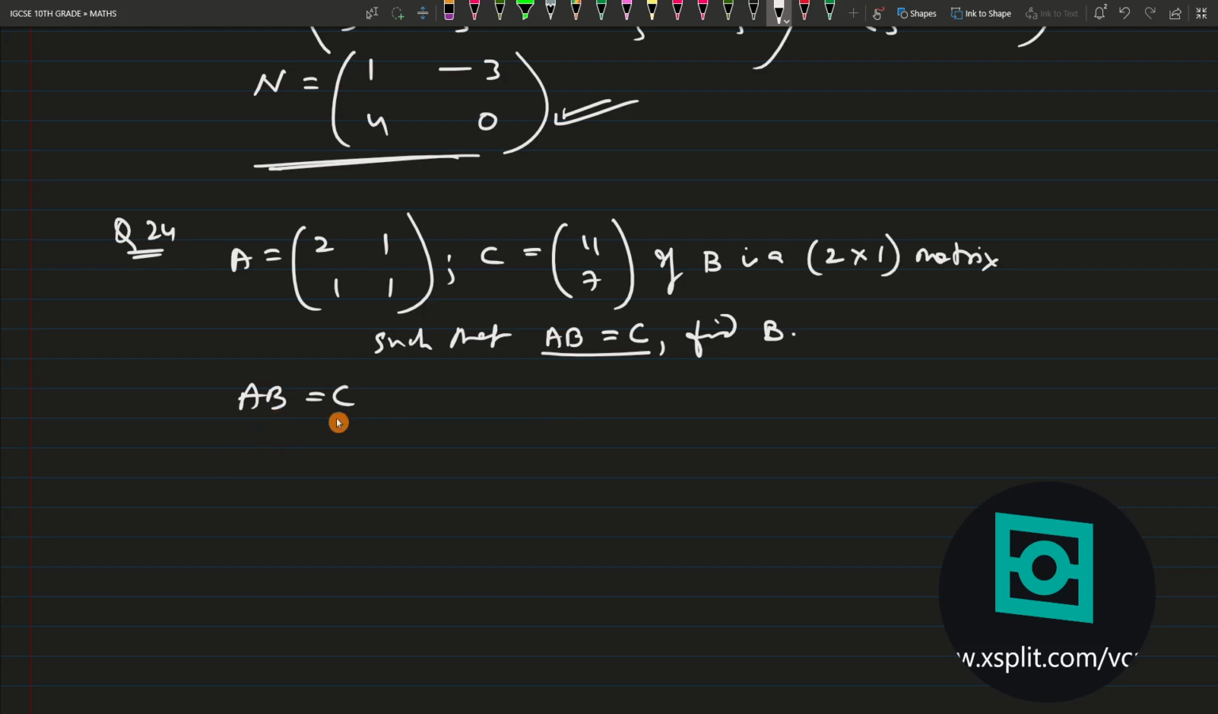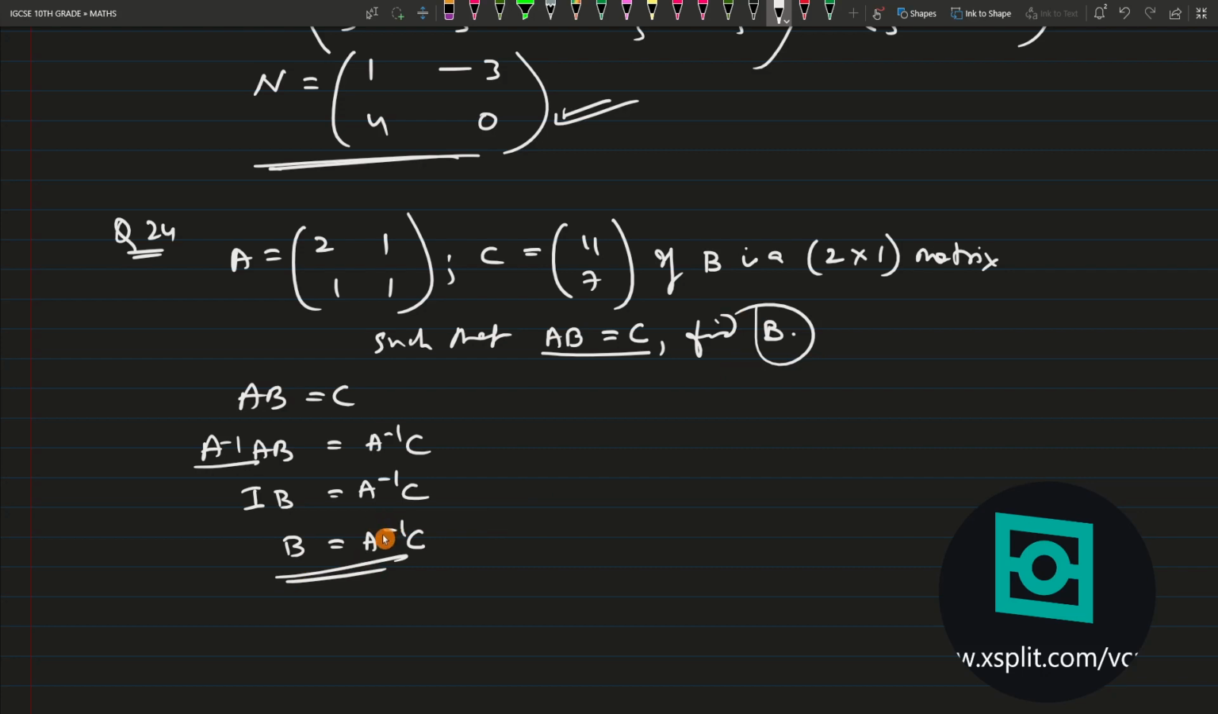So if you want to find out B, what I will do here is A inverse AB equal to A inverse C. Both the sides I am multiplying by A inverse. Now A inverse into A will be I, times B equal to A inverse times C. Now I into B is nothing but B. B will be equal to A inverse into C. So if I want to find out this B, I'll have to find out A inverse and multiply with C. So A inverse should be what? It will be 1 upon determinant of A times adjoint of matrix A.